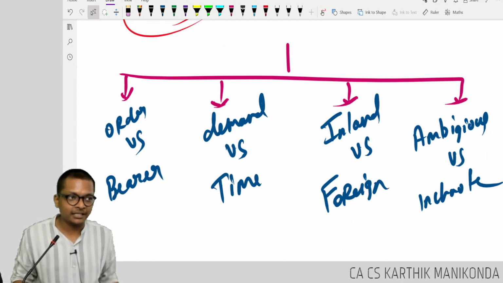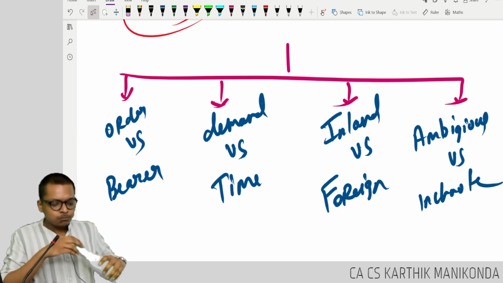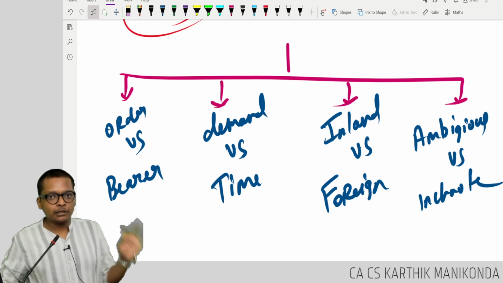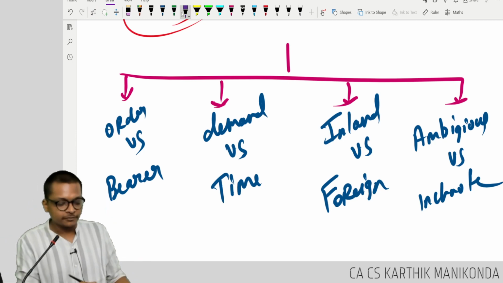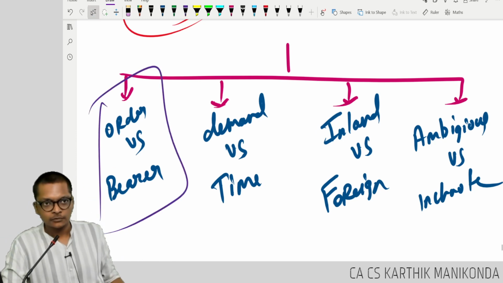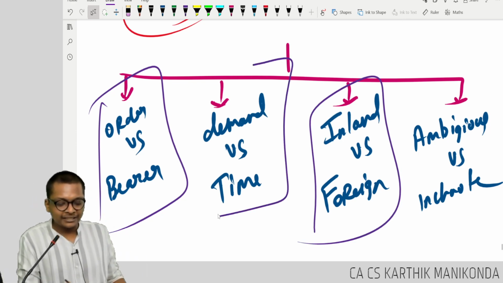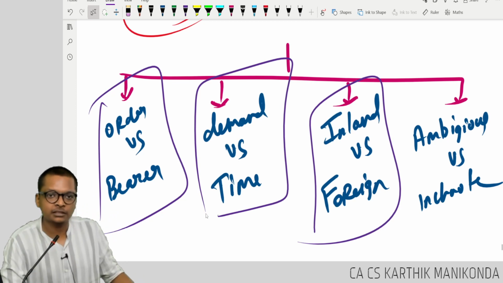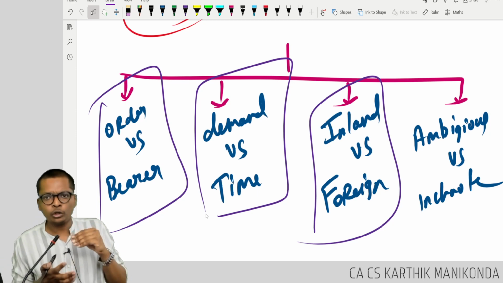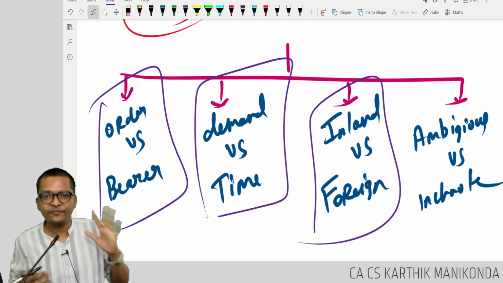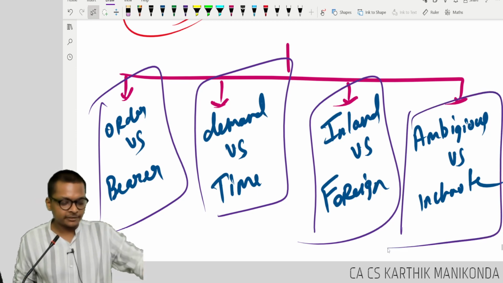All these 4 are there in the study material. Can you find it in different pages? They have tested all these 4 in inter. How, sir? Straightforward question, 4 mark question. What is order versus bearer? 6 mark question. What is inland versus foreign? 4 mark question. What is demand versus time? Straightforward he will ask. That means it becomes very important for foundation, because the first time they are not going to ask complex questions. They will ask straightforward questions, in a direct area. So let's understand each of this.